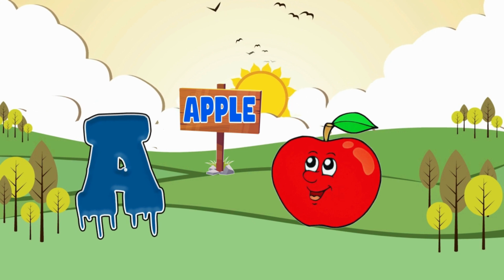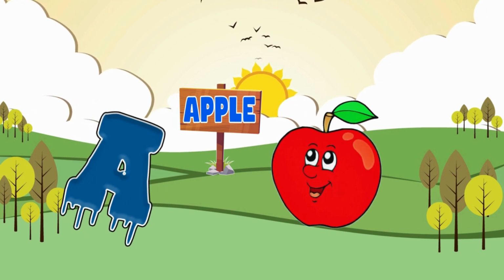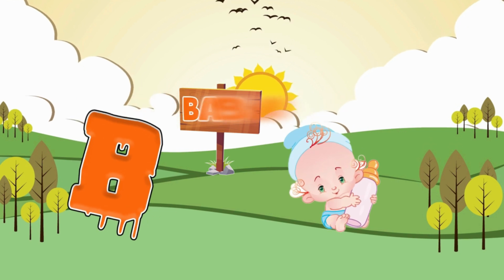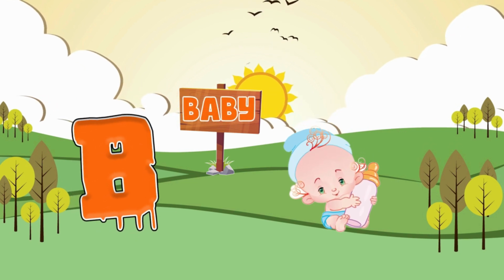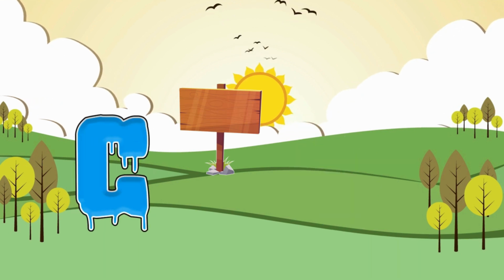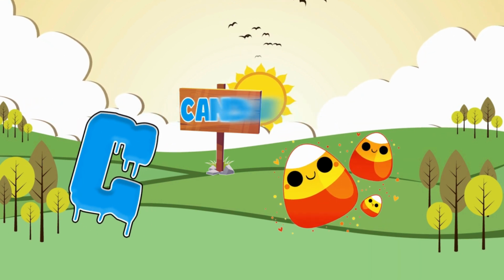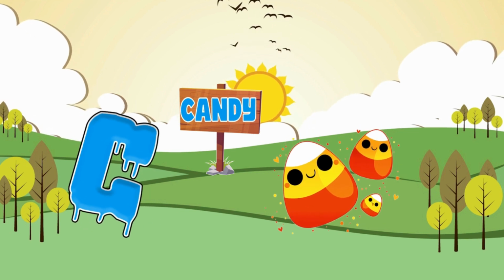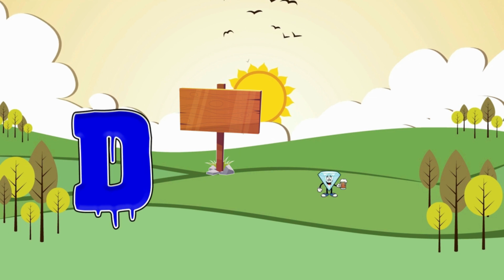A is for apple. Apple. A, apple. B is for baby. B, baby. C is for candy. C, candy. D is for diamond.